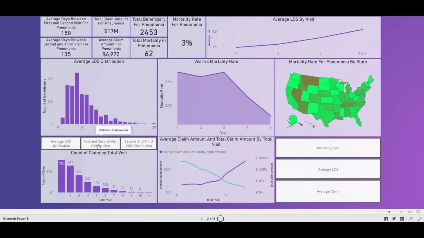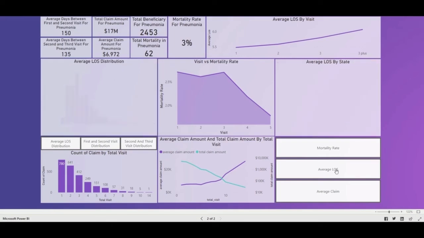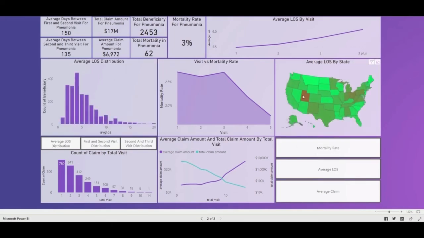Here we have our first and second visit distribution and second and third visit distribution. Here we have our mortality rate for pneumonia. The darker portion or the red portion, I can definitely say, have the higher mortality. Similarly, with the average LOS, the darker portion have the higher LOS, and for the average claim.